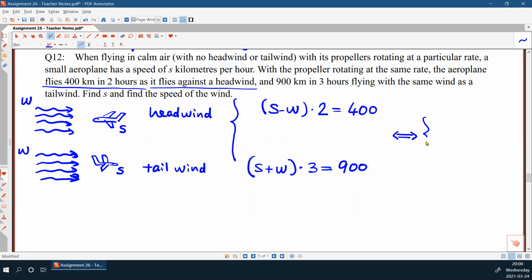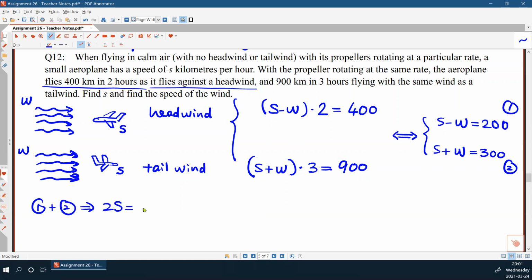So first, let's simplify this equation. The first one is equivalent to S minus W equals 200. The second equation is equivalent to S plus W equals 300, right? So let's call these number 1 and number 2. From here, you should be able to know how to solve this system, right? We can use number 1 plus number 2, and this will give us 2S equals 500. So that means S is 250. Let's call this number 3.